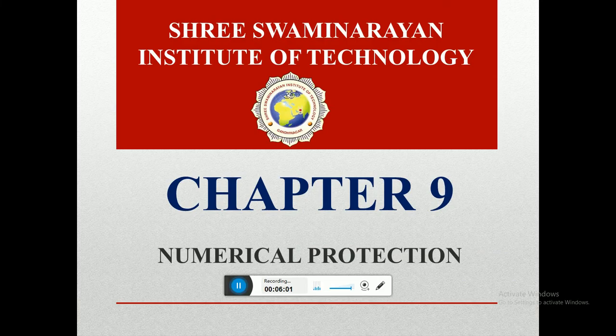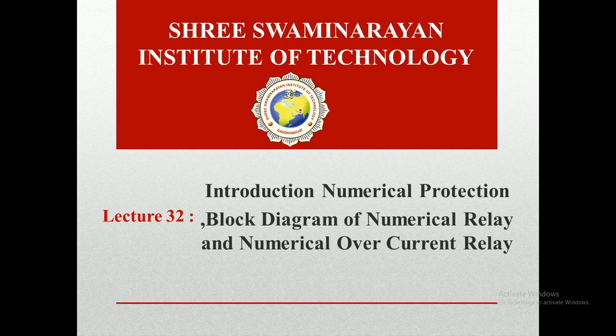So for the years we have been using the static relay and the magnetic relay for the protection of the electrical network. Now when the microprocessors got advanced, the protection devices also evolved. So numerical relays are based on the microprocessor, and the first numerical relay was released in 1985.